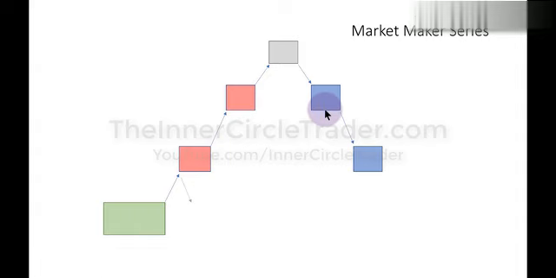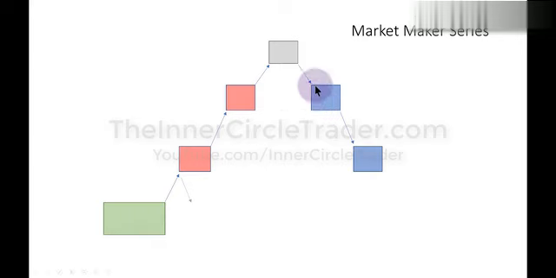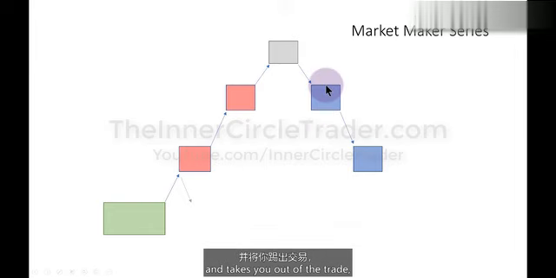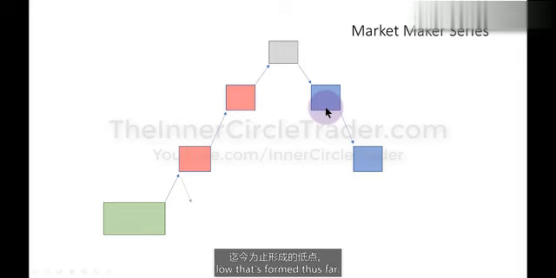This is the market maker sell model. Just reverse everything I'm saying here for the other one. If you take an optimal trade entry, you sell here, and it starts to go down and then runs up and takes you out of the trade, then what you can do is put a sell stop below the short-term low that's formed thus far.